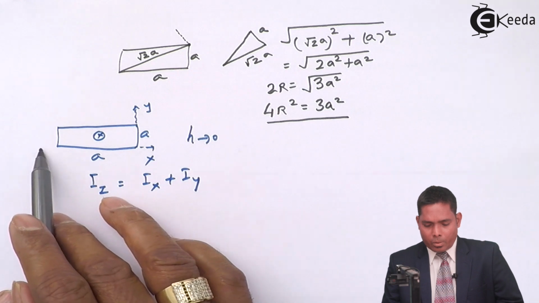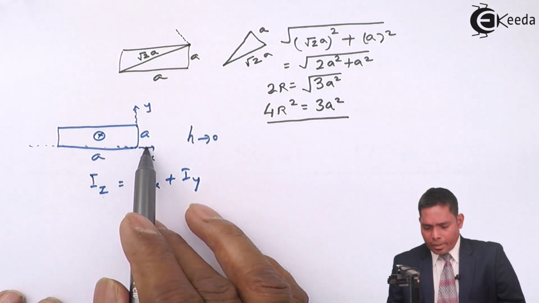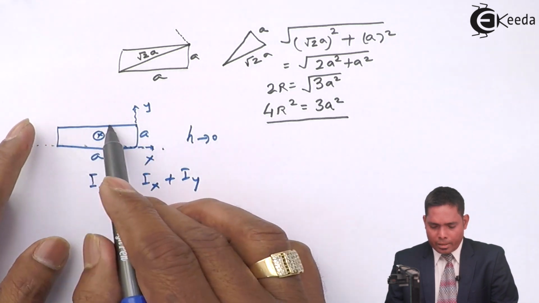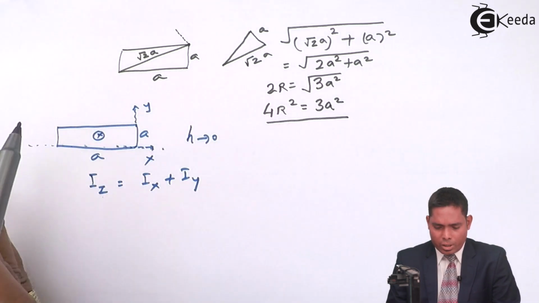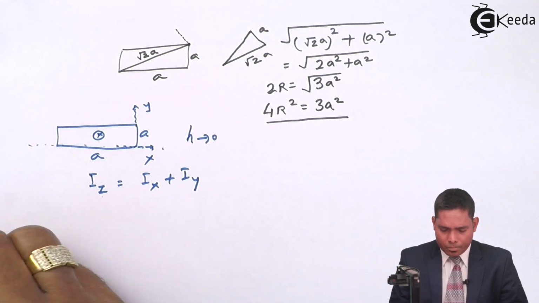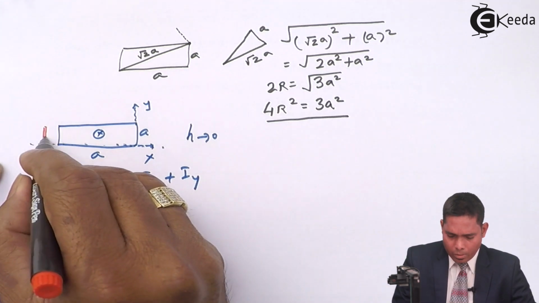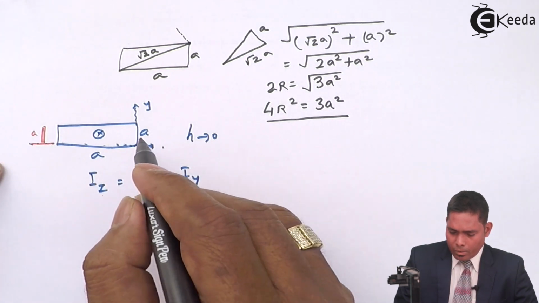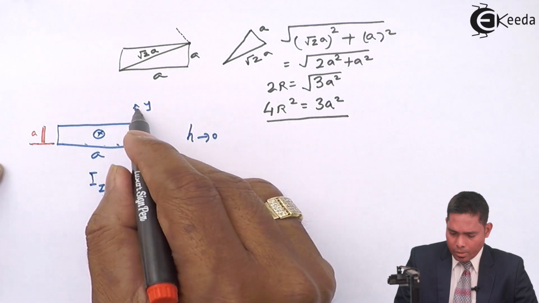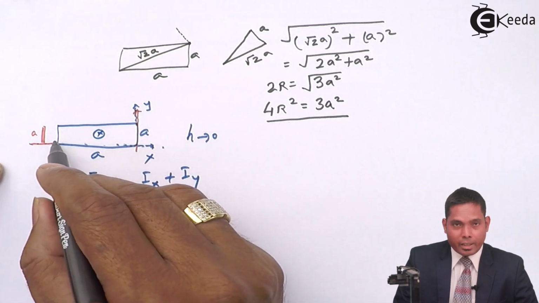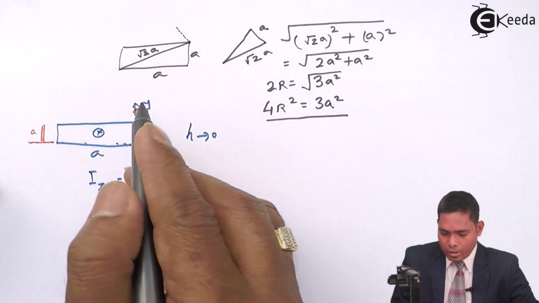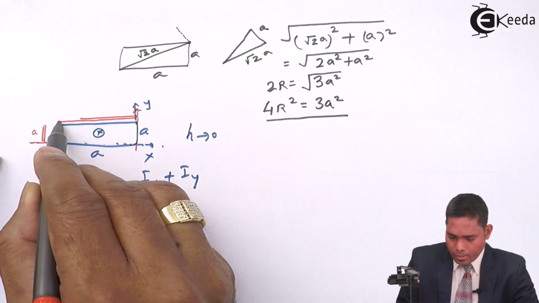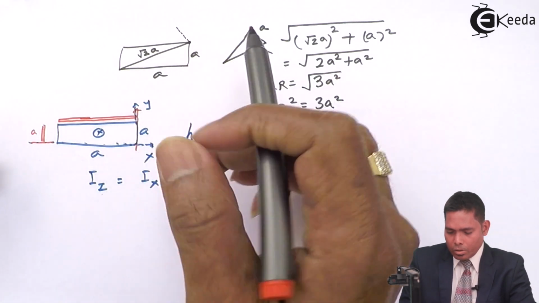Then what about this ix? About ix, I will shrink this line which is parallel, this dimension is parallel. I will shrink this, it will become a rod. So this is about, so the rod of length a. Similarly about this axis, I will shrink the side dimension parallel to this, and it will become a rod like this. By shrinking this dimension, this will become a rod.